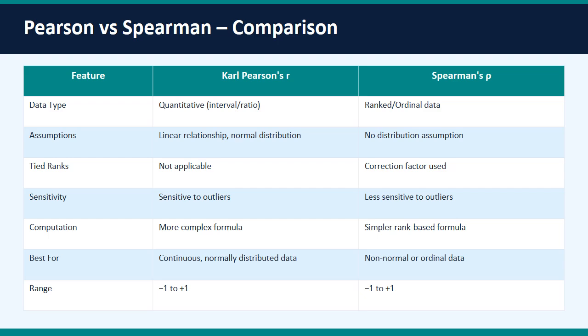For the Karl Pearson method as well as for the Spearman method, the correlation range will always lie between -1 and +1. Also, since Karl Pearson's method does not involve any ranks, tied ranks are not applicable for Karl Pearson's method, but the Spearman method involves only ranks. Therefore, tied ranks are applicable for the Spearman method, and in order to correct the tied ranks, we will make use of the correction factor values.